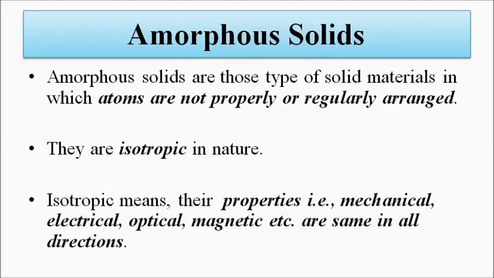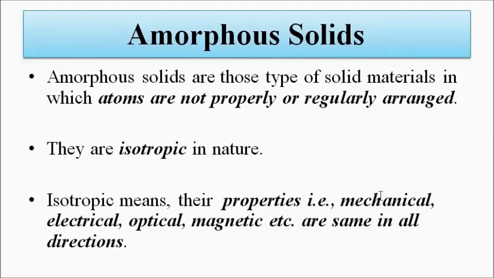They are isotropic in nature. So what is isotropic? What does this mean? Isotropic means that the basic properties of amorphous solids, be it mechanical, electrical, optical, magnetic, all these characteristics and features, are the same in all directions. These properties are even, they are uniform in all directions.